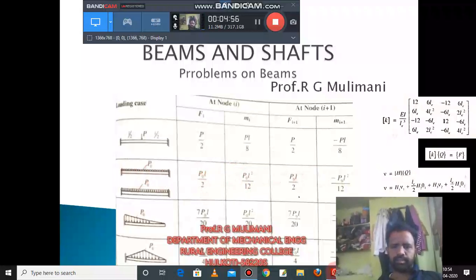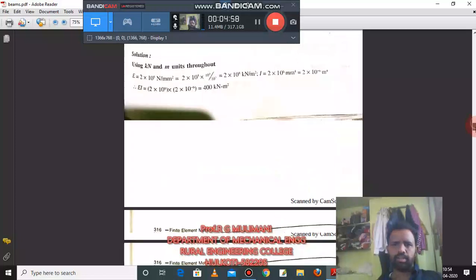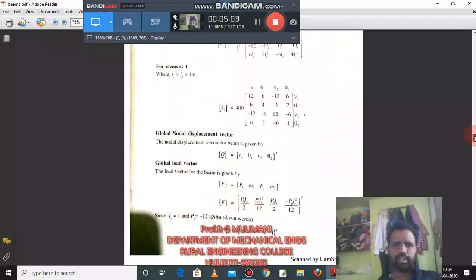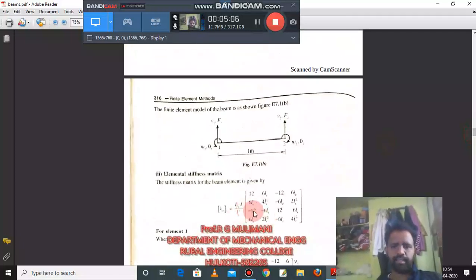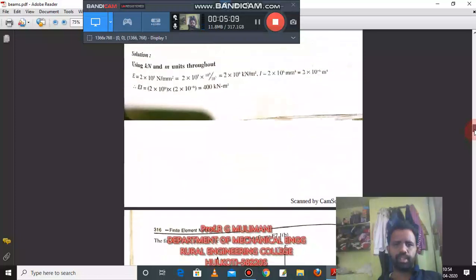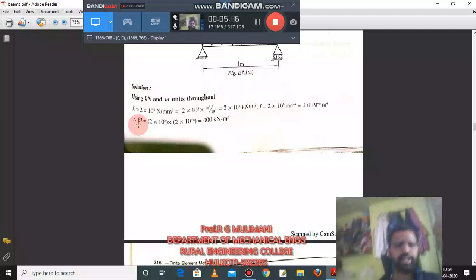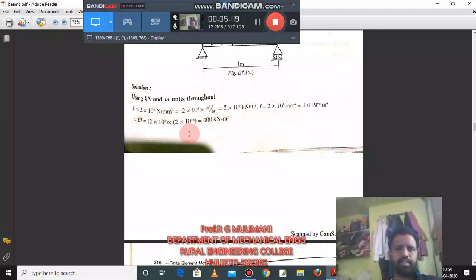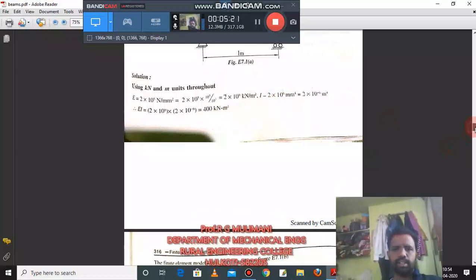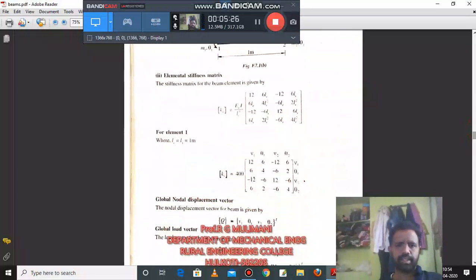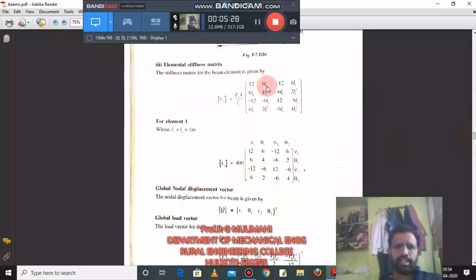Now the stiffness matrix of the element is determined. How did you get EI by L cube? E is the Young's modulus, I is the moment of inertia. E is in kilonewton per meter square, and I is meter raised to 4. So it is 400 kilonewton meter square. To avoid bigger values, it is taken in kilonewtons per meter square. Substituting all the length of the element, this is the stiffness matrix.